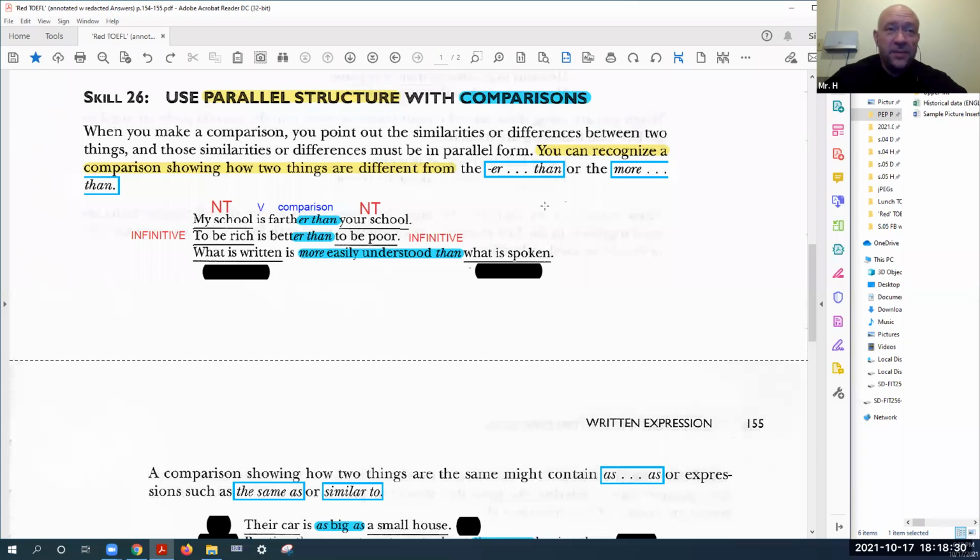Can't remember? Does anybody remember what is written? Osama, yes. Section 5. Verb 3. What is written? Indirect version. What is written? Passive.